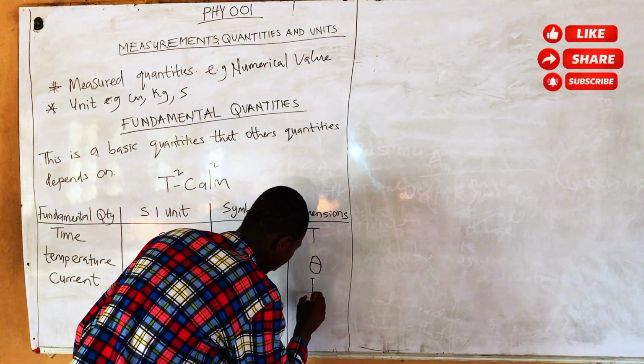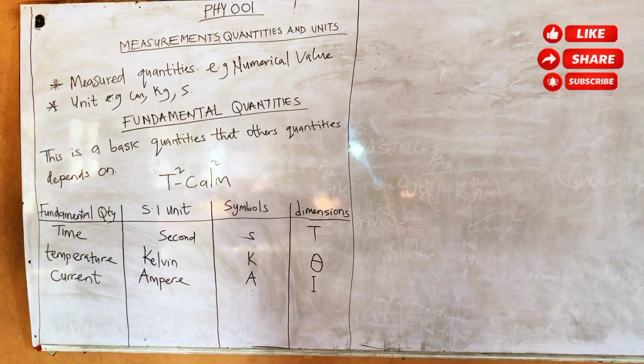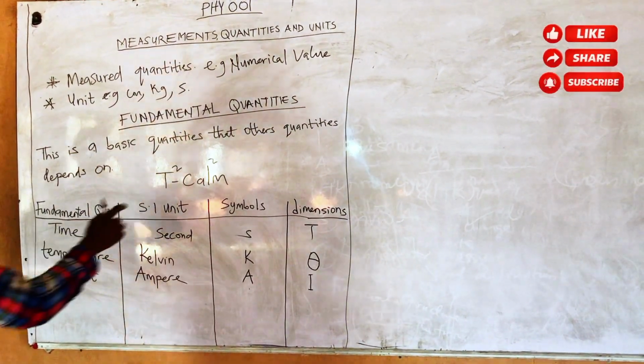Okay, moving to the next. We have A. The A represents amount of substance.